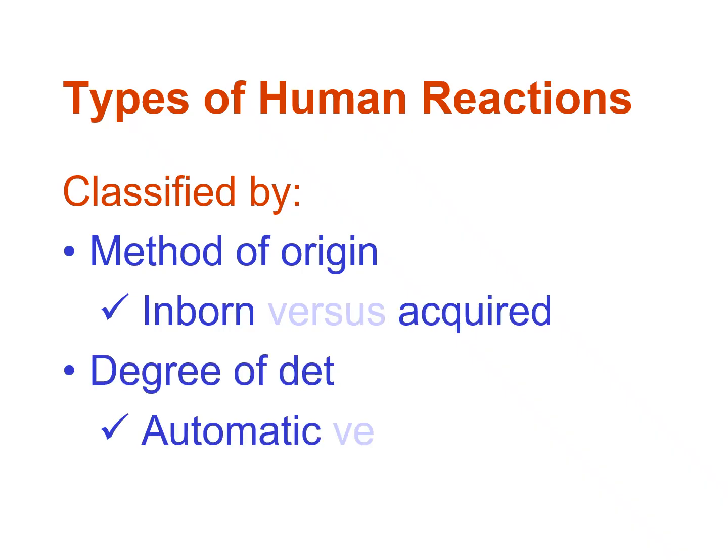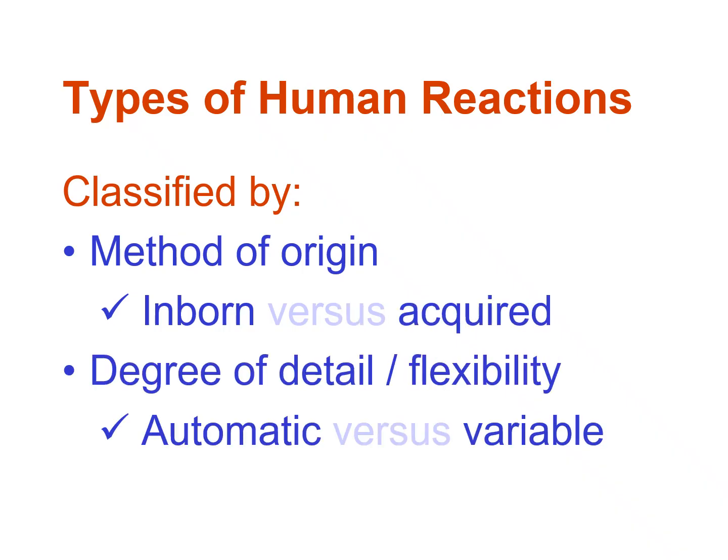We respond to stimuli that originate from outside as well as inside us. We can classify these responses using two criteria: the origin of the response and the attention to detail of the response. Method of origin implies the response developed spontaneously or was learned as a result of unique experiences of an individual. Degree of flexibility means the response occurs automatically with little or no attention to detail, or the response depends on a detailed analysis of a situation.